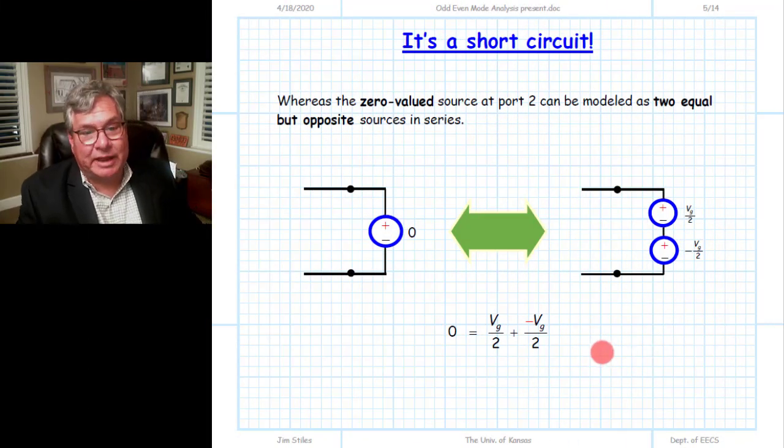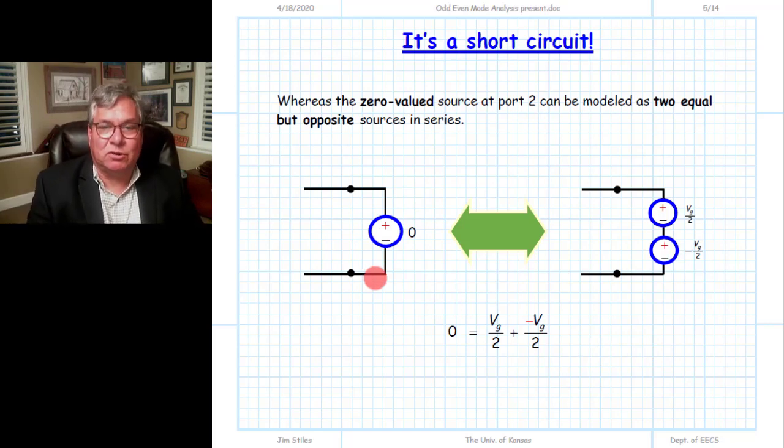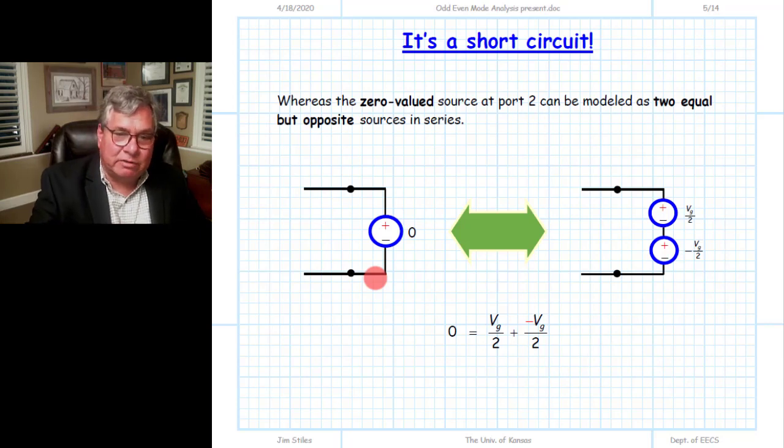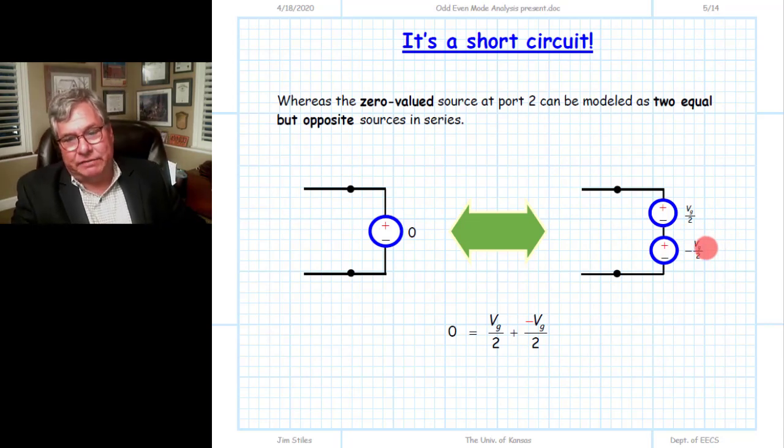Now we can do a similar thing to the source on the other side of our circuit, our short circuit, which is a voltage source of a value of 0. We are going to rewrite that zero-valued voltage source again as a sum of two voltage sources. In this case, one voltage source with a value of VG over 2 and the other one with the value of minus VG over 2.